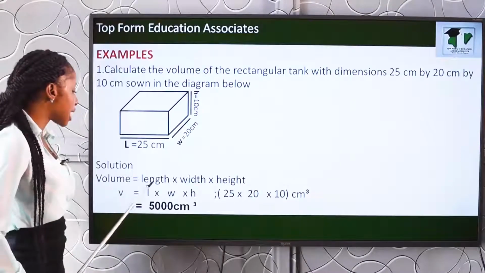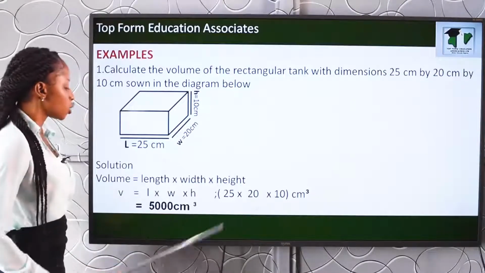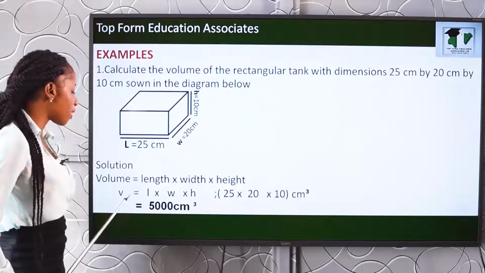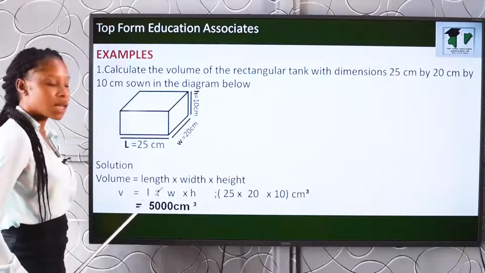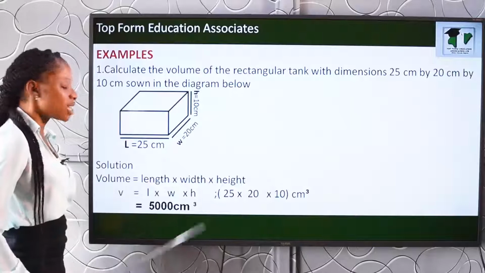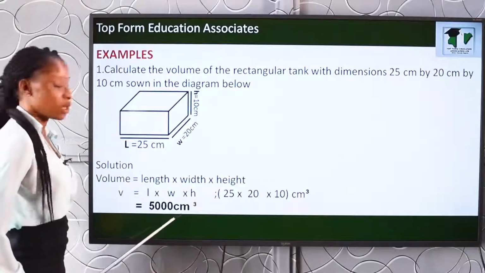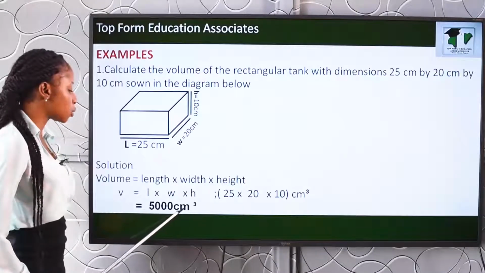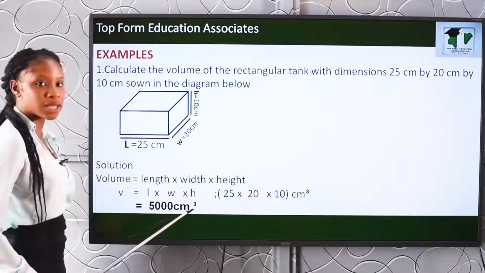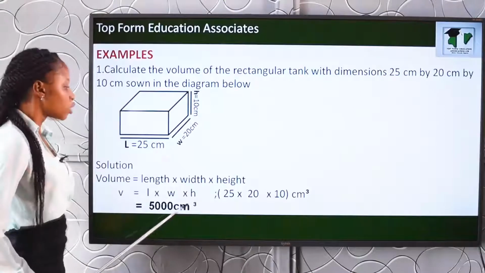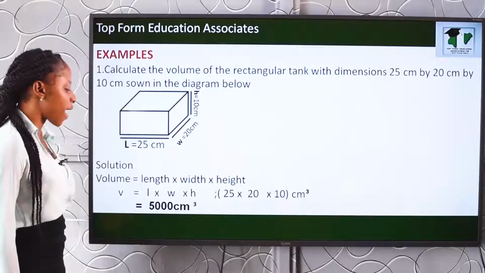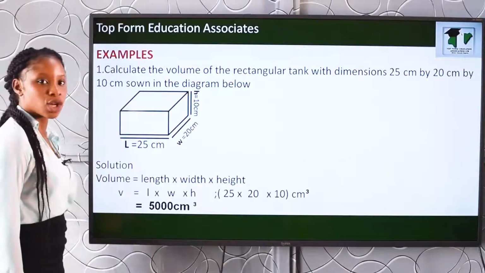Now, the volume is length times width times height. So simply, you multiply all together as given in the formula. And when you multiply all of them together, you have 5,000 centimeter cubed. So take note of the units. Volume is always expressed in centimeter cubed. So the volume of this cuboid with these given dimensions is 5,000 centimeter cubed.